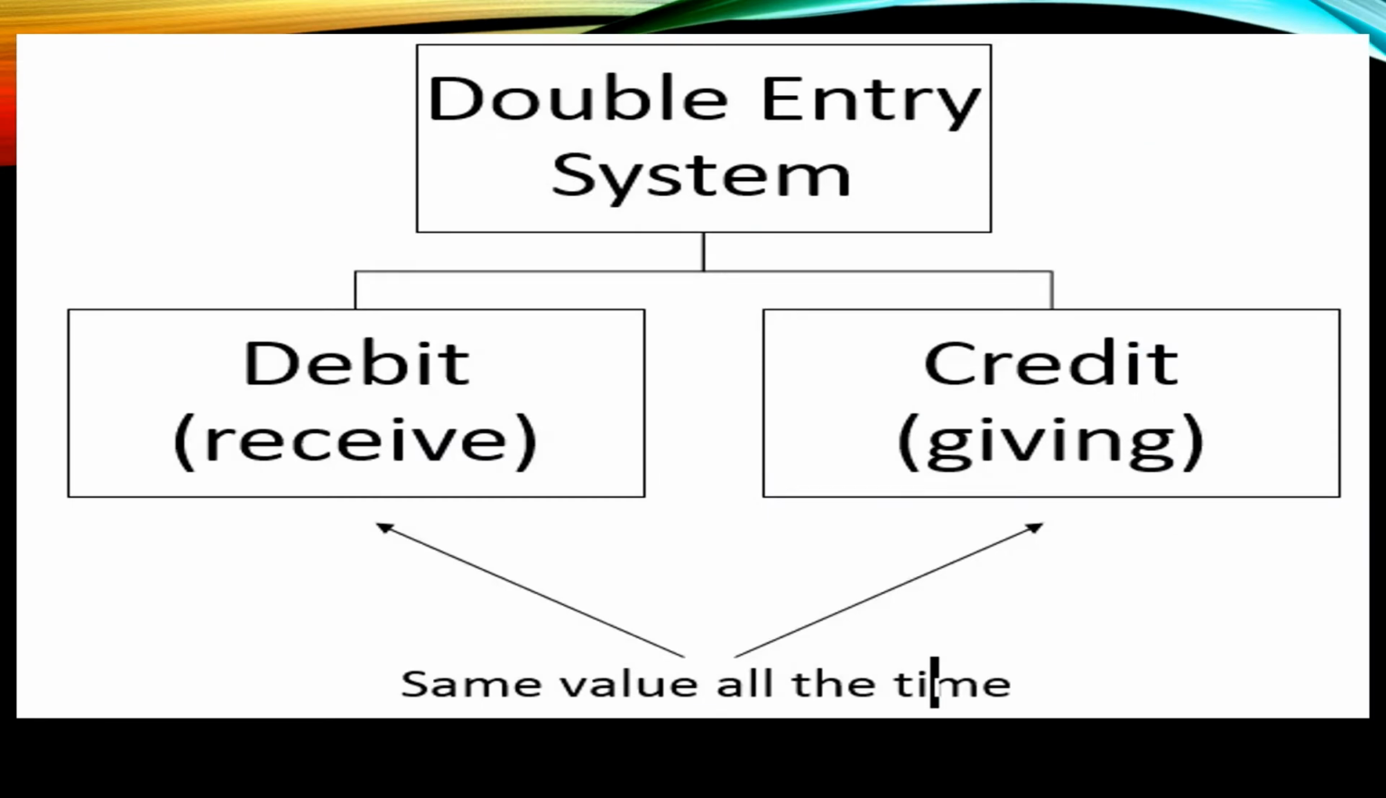Always remember the double entry system should always think of the give and take relationship. The debit is when you receive and the credit is when you give. The same value all the time, and it should always be equal all the time.